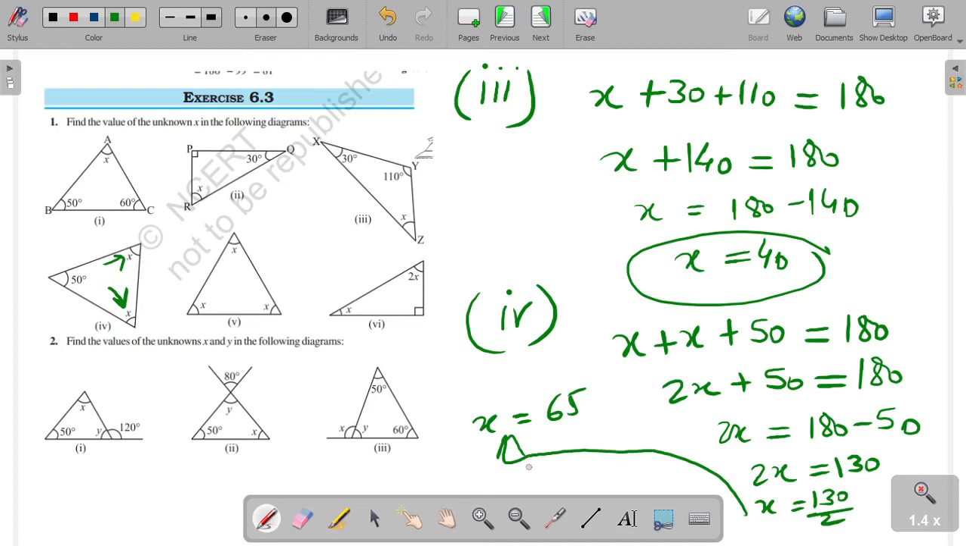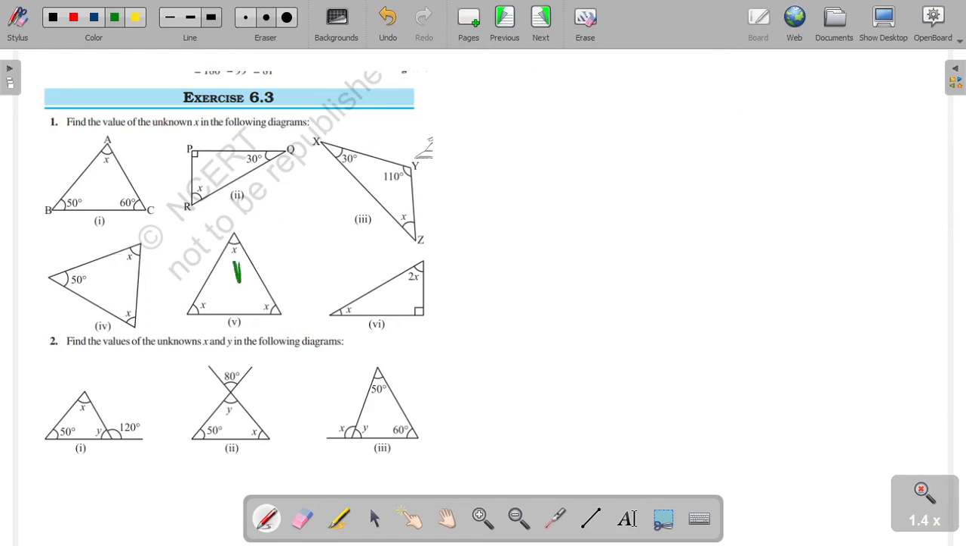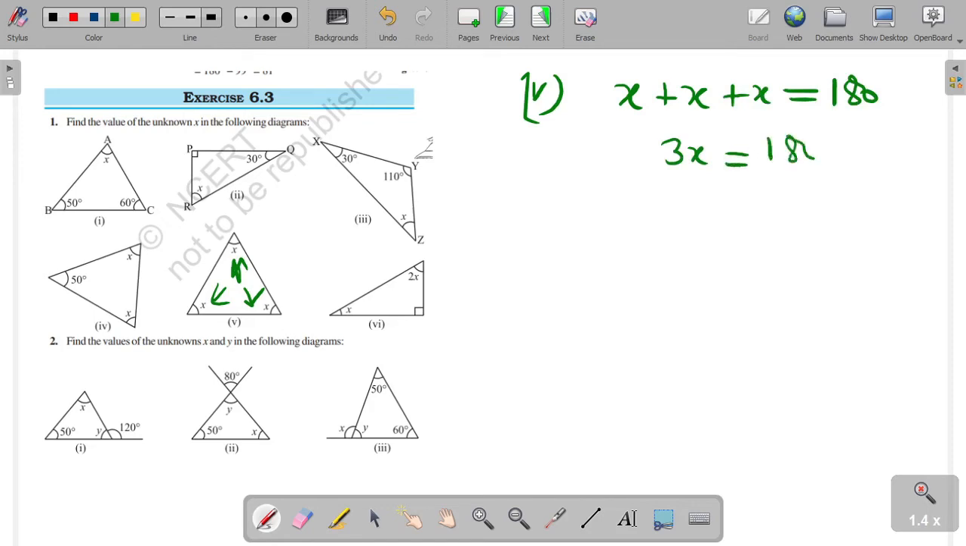Now we move to the fifth part. In the fifth part you can see all the angles are x. So in the fifth part we can do it like this: x plus x plus x equals 180, or 3x equals 180, or x equals 180 upon 3. This is equal to 60 degrees.